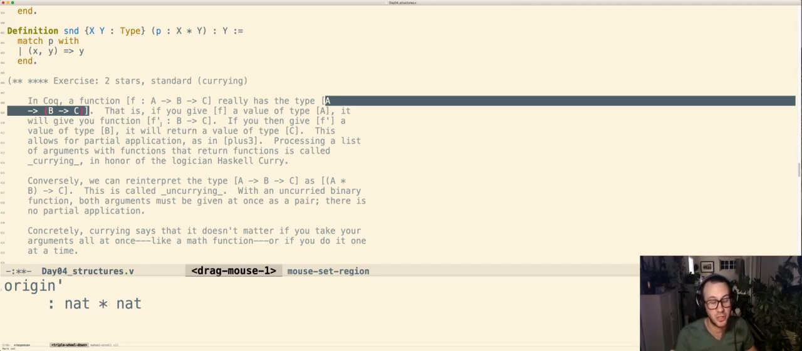This allows for partial application like we saw, where you do plus 3, and then now you have a function that adds 3.